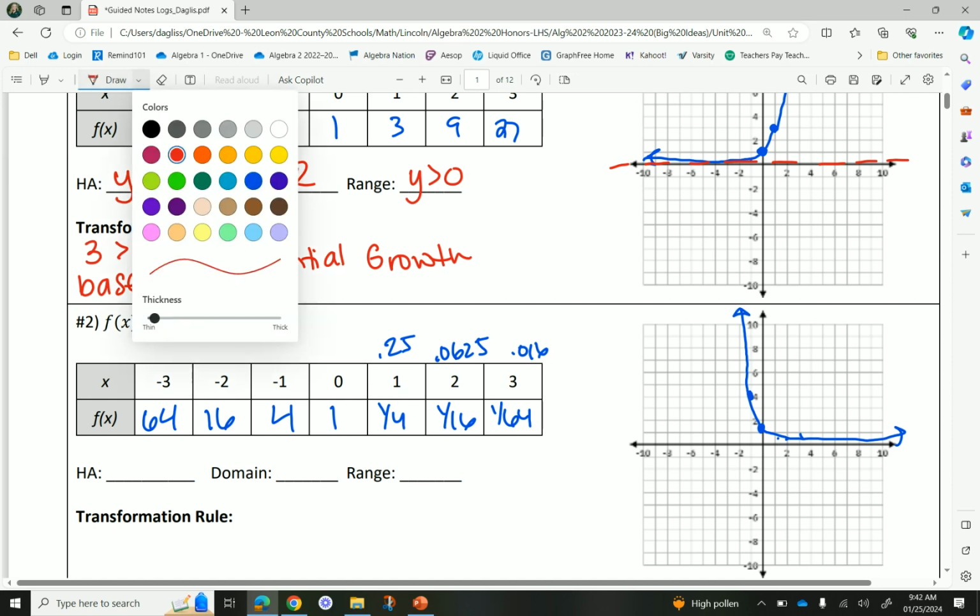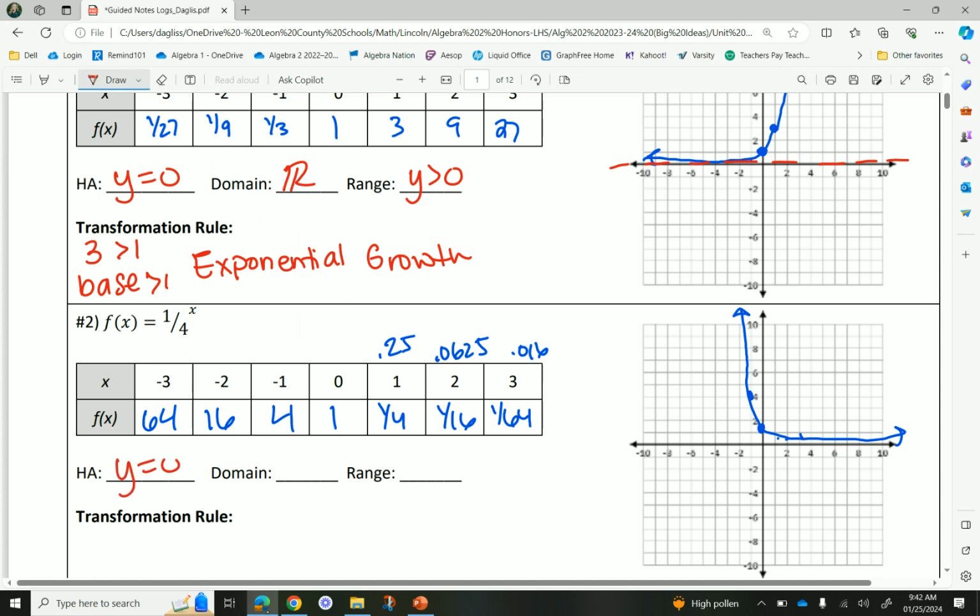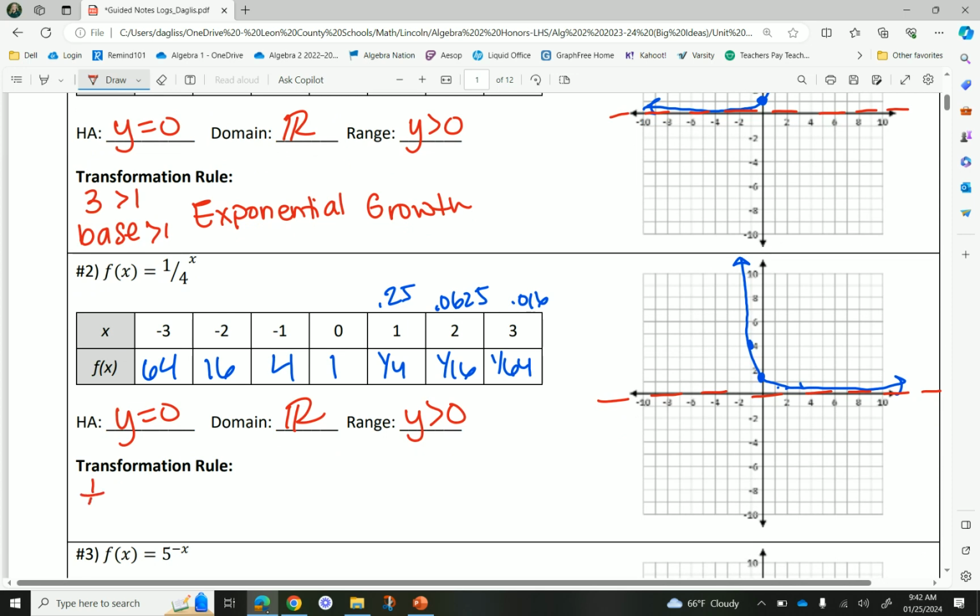Is it still flattening out at the x-axis? Yes. Are we still above the x-axis? Yes. So those haven't changed, and your domain will always be all real. So we are still approaching our horizontal asymptote, but we are not going to cross over. So what is our transformation rule? This time we have 1/4, which is my base, and it is now less than 1. So this is an exponential decay.